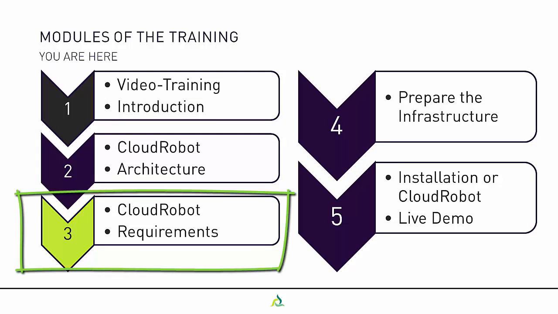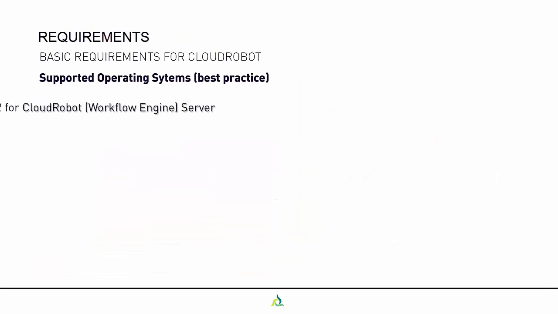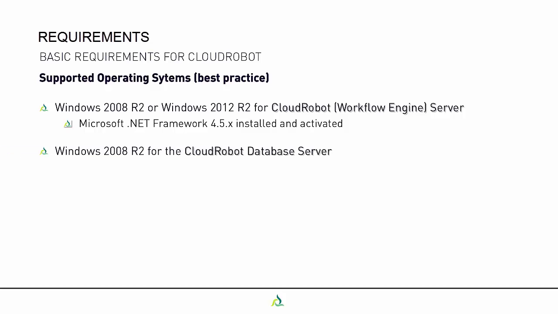So the next step is, what are the requirements? And on the requirement side, we have to keep in mind we can either run on Windows Server 2008 R2 or Windows 2012 R2. Microsoft .NET Framework 4.5 is always required and it must be active. Also, the CloudRobot database server needs to have the SQL Server installed. It can be on the same server or connected to the cluster.